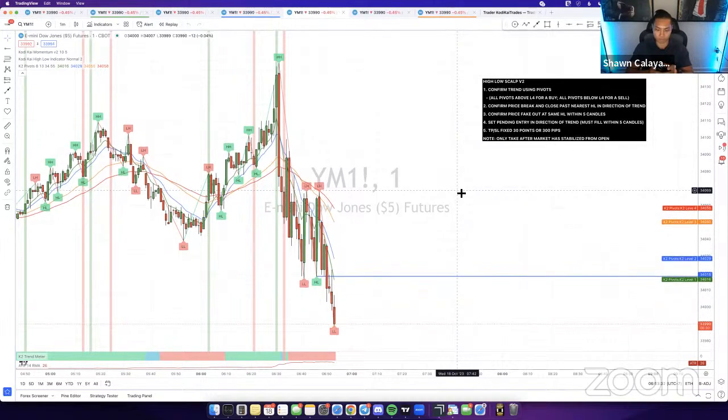This thing's starting to dump. But there's no entries. So, I mean, I'll continue looking at that level there, but there's still no entries right now. So you guys are not missing out on anything at the moment.